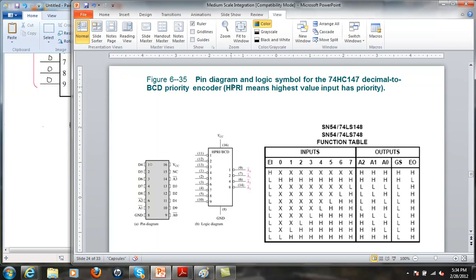Okay, so that's what it was saying here. HPRI means highest priority only. So here's the truth table for a 74148 or 147. So it's a binary coded decimal to decimal to binary decoder.